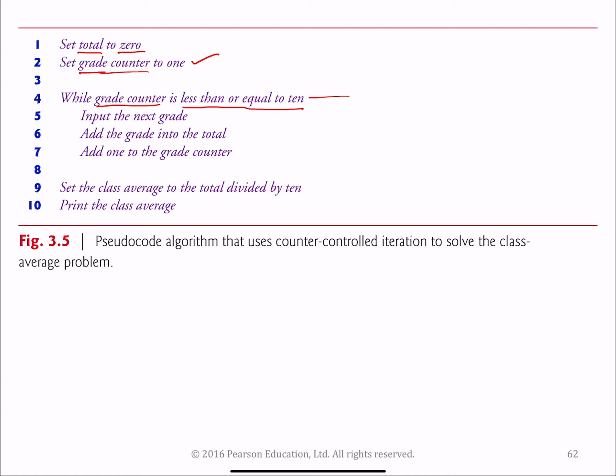And as long as that is true, we will input a new grade for a new student, add that grade into the total, and add 1 to the grade counter. Another word for that is increment, add 1. So after we do this 10 times, we exit the while loop and we assign to the average the value of the total divided by 10.